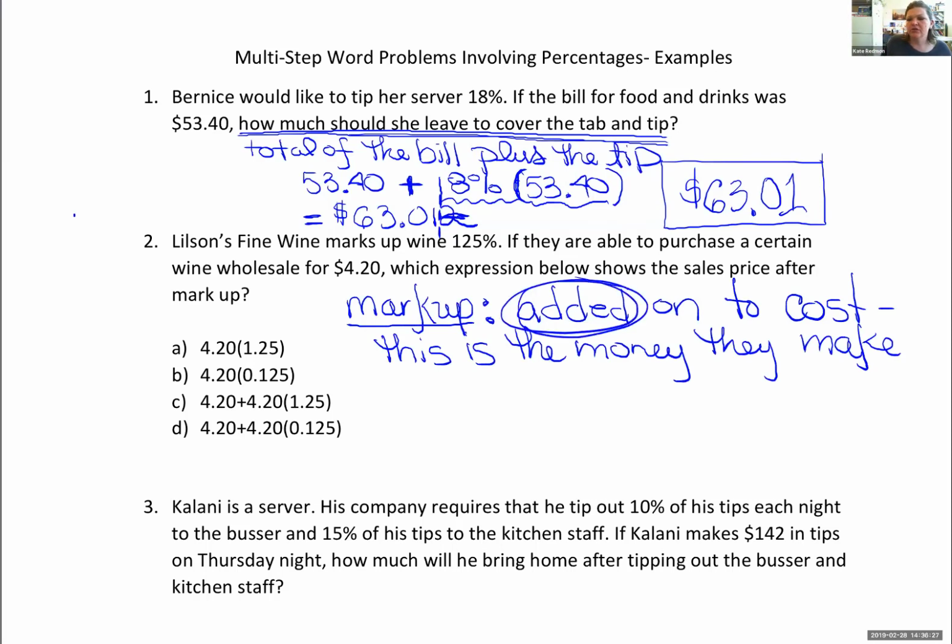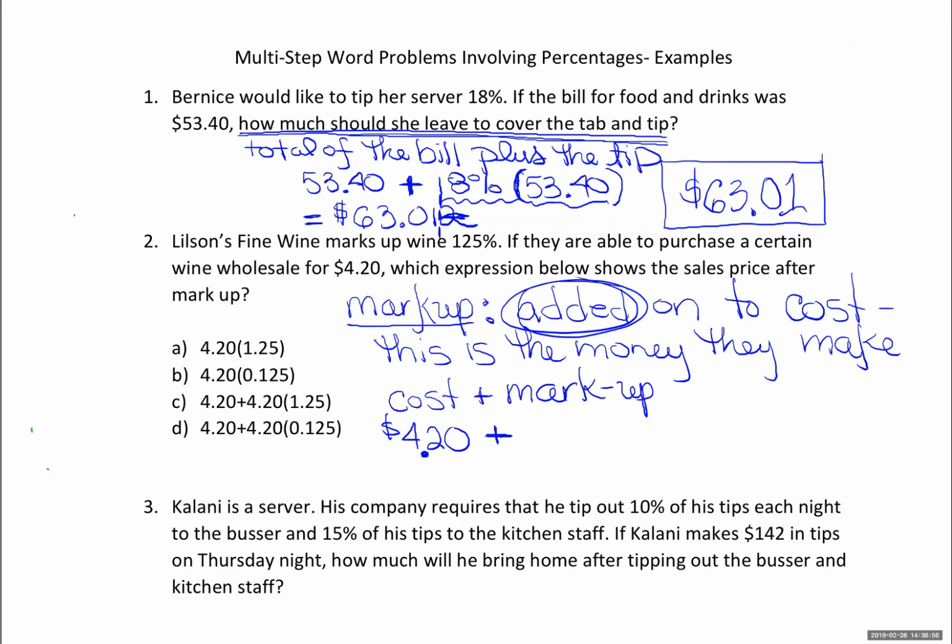Okay, so let's give this a try here then. So what we said was they start with a cost and then they add on a markup. So Maricela, what was the cost of our wine? $4.20. $4.20, thank you. Let me not forget my decimal place. And to that we want to add on the markup. What did they tell us the markup is? 125%. Yes, and be very careful.